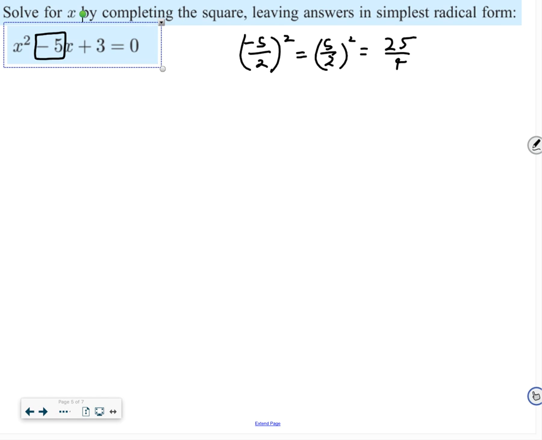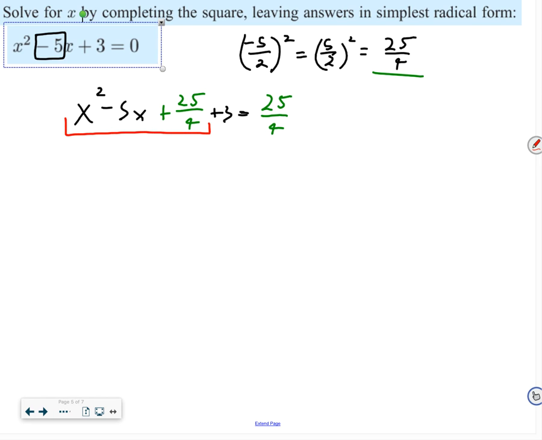I'm going to rewrite this equation. I have x squared minus 5x. I'm going to add this value, so plus 25 over 4, and I know I'm going to have to add it to the other side as well. This is plus 3 equals 25 over 4. Look at the pieces I started with, and I'm going to look at my terms.